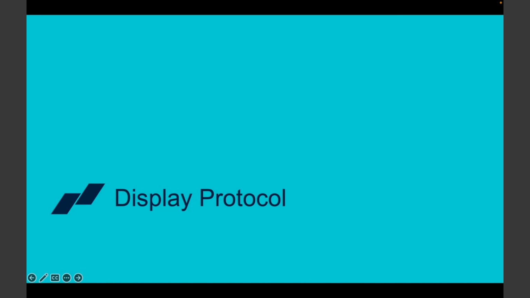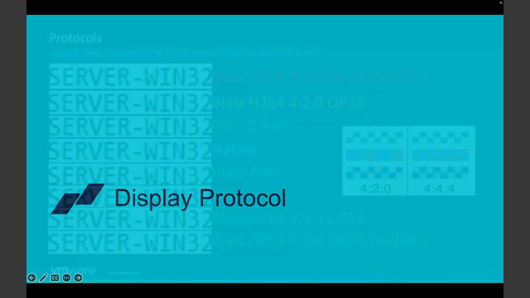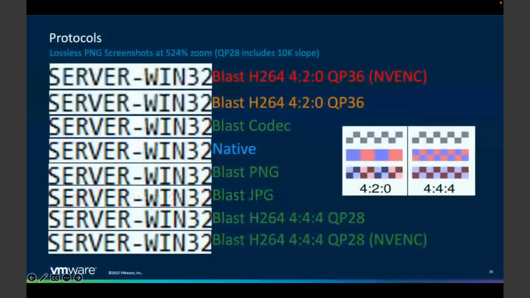Now we've got 3 minutes left, so I also wanted to say something about the display protocol. We've got many protocols by now. We've got BLAST H.264, we've got BLAST H.265, we've got a BLAST codec, and we still support PC over IP. So what do you choose and what are the differences? Even between them, we've got various options. What you see here on the screen might be hard to see, but you should see it later in the PDF.